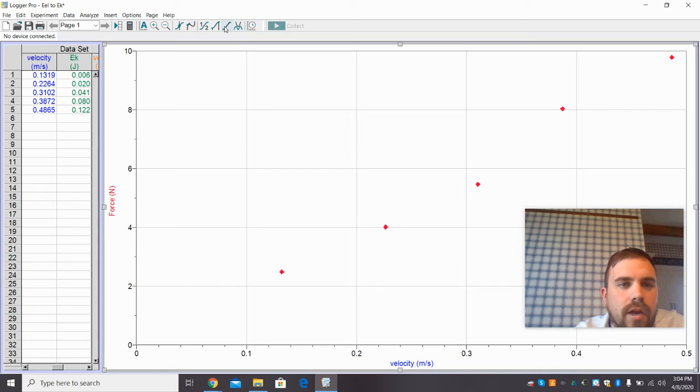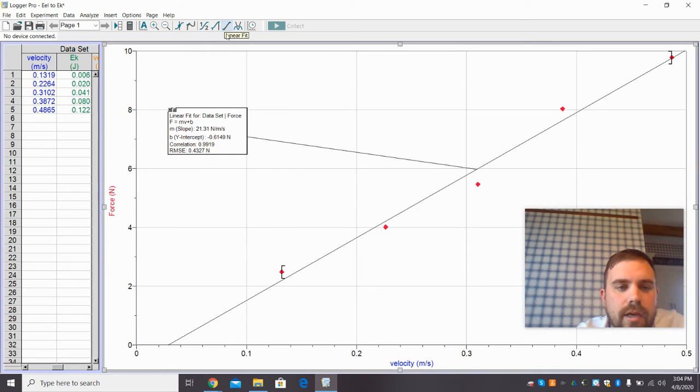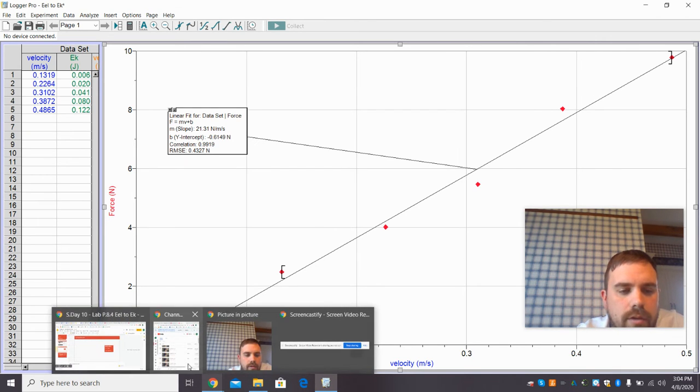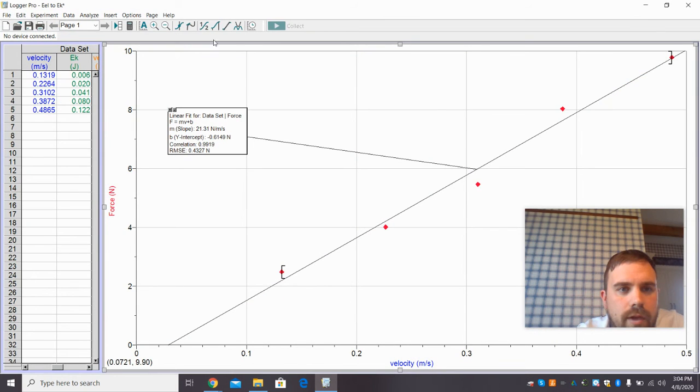So then I can run a linear fit through this. I can go line like so. And so it's pretty linear, 0.99, that's pretty good. And so if I were to write the equation for this, this is what I would write. Let me see if I can do this. I'm just going to tell you.